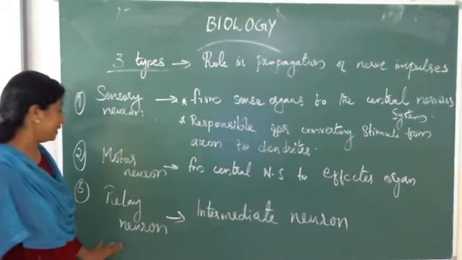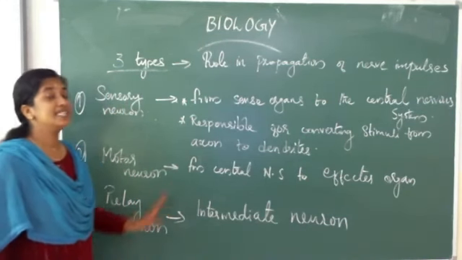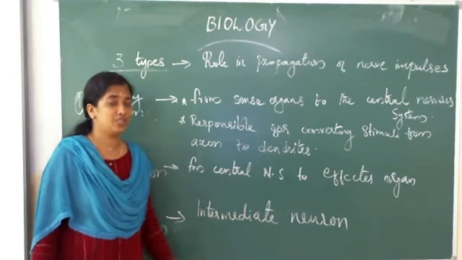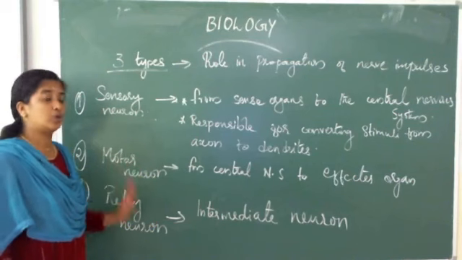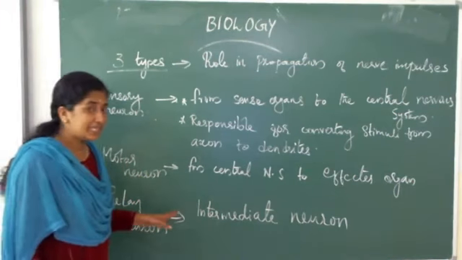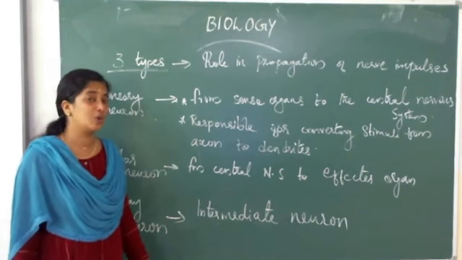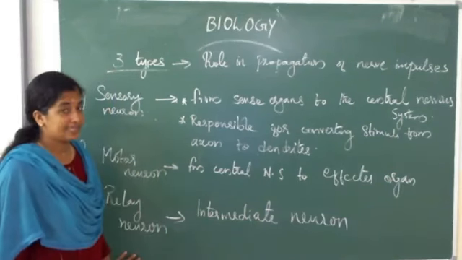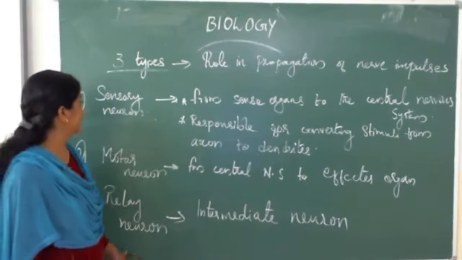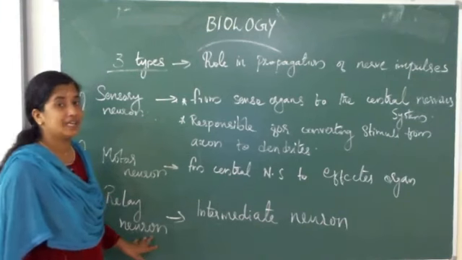Then the third one is the relay neuron. It is known as the intermediate neuron. It is neither a sensory neuron nor a motor neuron. It will create a link between the sensory and motor neuron, and it is located in the central nervous system. Three types of neuron or nerve cell: sensory neuron, motor neuron, then relay neuron.